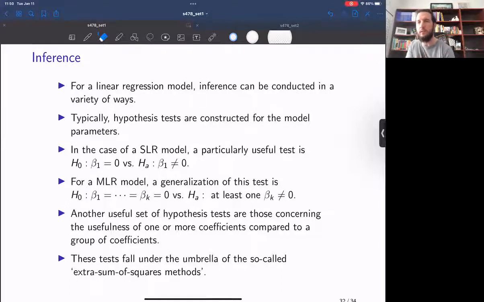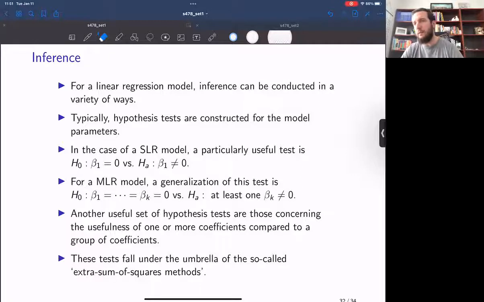And that's done by testing whether or not there's evidence that beta 1 is different from 0. For the MLR model, the test is structured by writing beta 1 through beta k equals 0 versus the alternative that at least one of the slopes is different from 0. This is more of an ANOVA style test. So this will give you evidence.